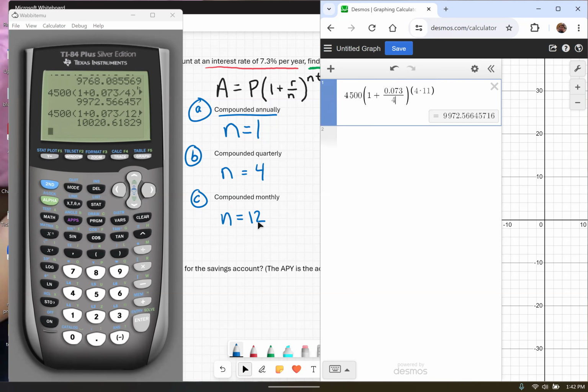And now if we want compounded monthly, I'll change those 4s to a 12. I like Desmos much better than I like the graphing calculator. And then you see the third answer on the calculator, same number we have over here.